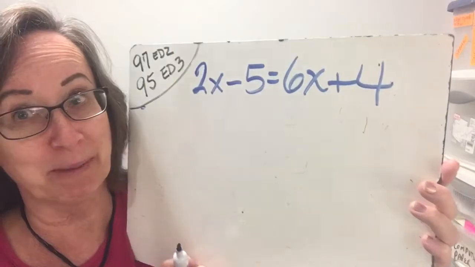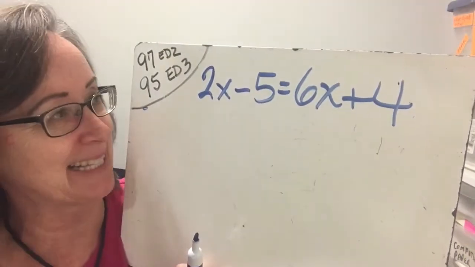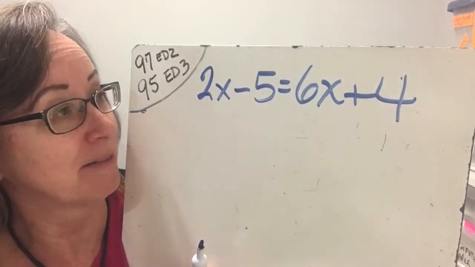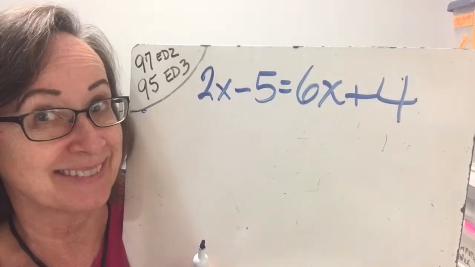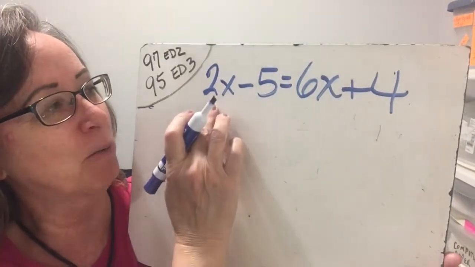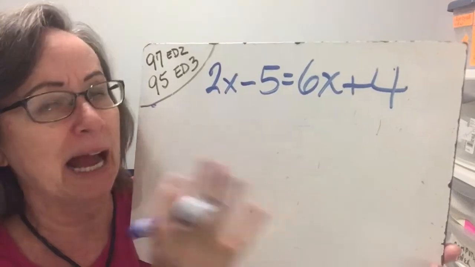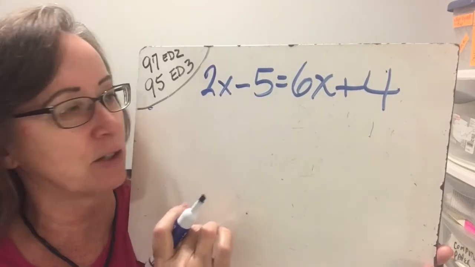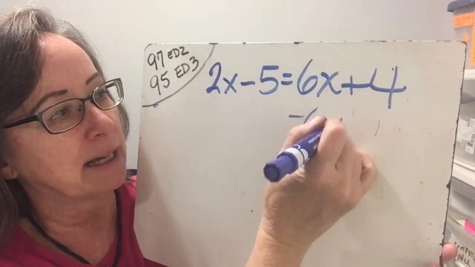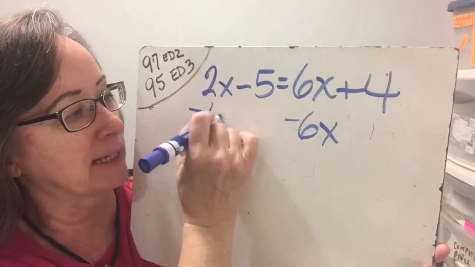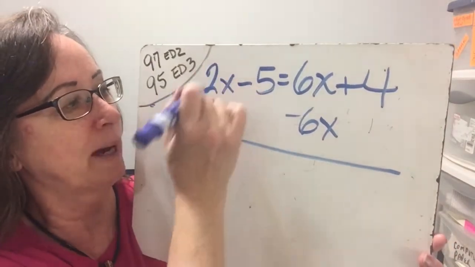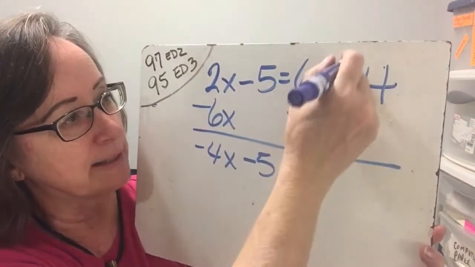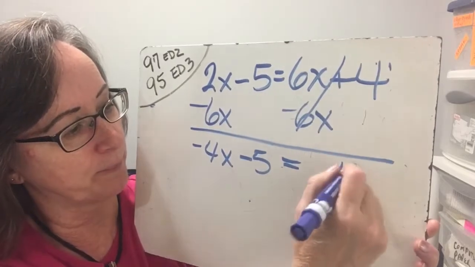This is the last problem that we have to practice on, and then we'll be done with this lesson. So copy it down and pause your video. Hopefully you did that. All right, so now we're going to move it either direction. I'm going to go ahead and move it this way because I want to show you one more time getting a negative x is no problem. So we're going to subtract a 6x, and we're going to subtract a 6x. 2x minus 6x is negative 4x. Minus the 5. This goes away, and we get a 4.